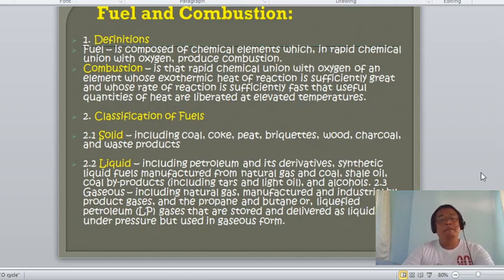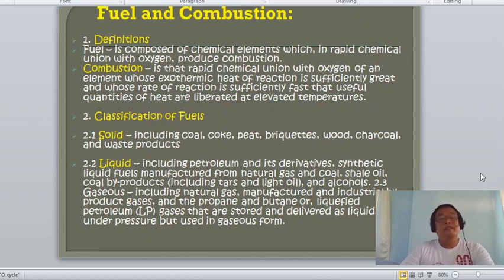Fuel is composed of chemical elements which are in rapid chemical union with oxygen to produce combustion. So the union of fuel and oxygen produces combustion. Therefore, without the presence of oxygen, it is impossible for a fuel to ignite. So what is also combustion?